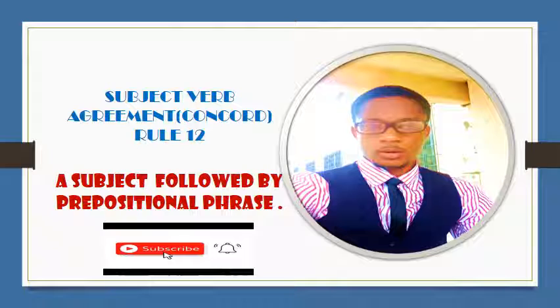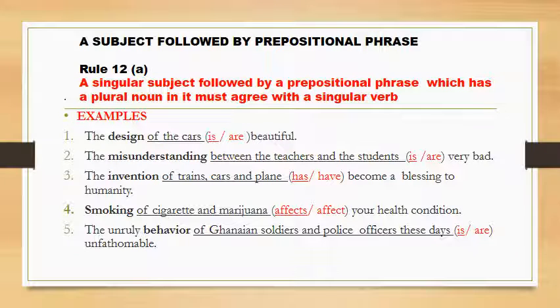So let's quickly look at the rule. Let's look at rule 12a. The rule says that a singular subject followed by a prepositional phrase which has a plural noun in it must agree with a singular verb. So let's quickly look at the examples so that we can understand it very perfectly.